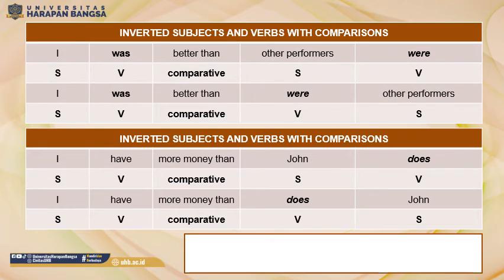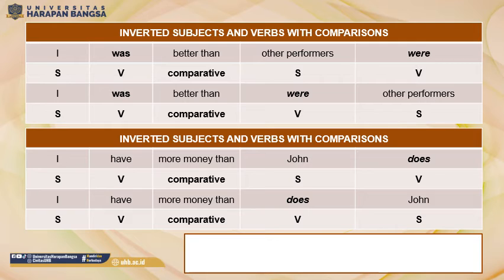So now, let's see the pattern of inverted subject and verbs with comparison. We start with comparison with to be followed by adjective, ya. So here, take a look at the example. I was better than other performers were. Here, it is the normal comparative sentence. Look at the pattern. Subject I, verb was, and then comparative better than, followed by the second subject, other performers, and second verb were. Normal ya.